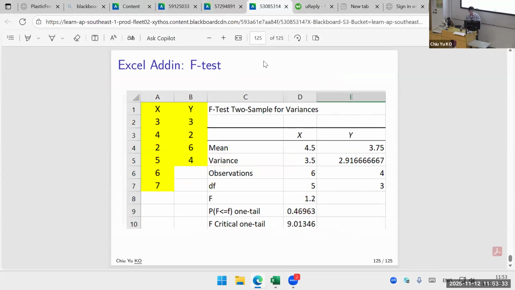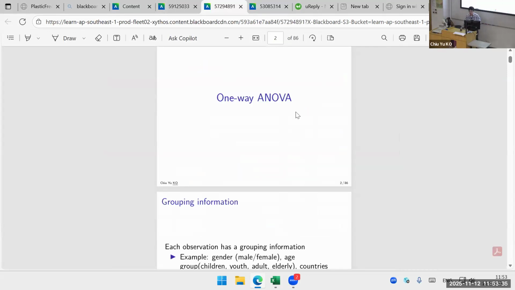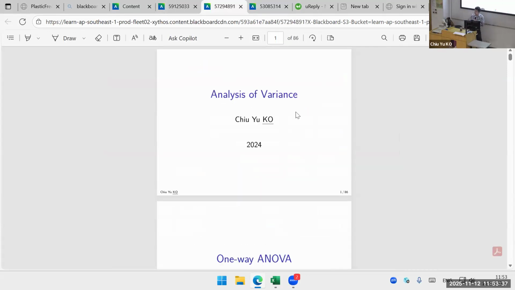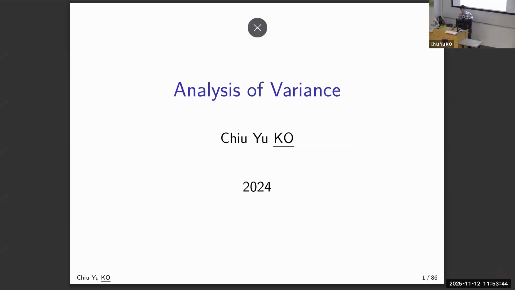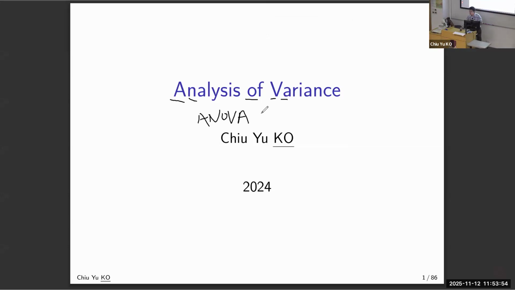Now what we are left with is eventually a very exciting thing. It's called ANOVA, which stands for analysis of variance. ANOVA. So what is this exactly?